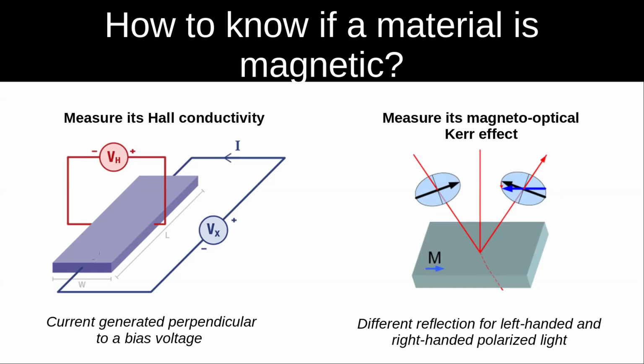So if the Hall conductivity is non-zero or the magneto-optical Kerr effect is non-zero, then we know that time reversal symmetry is spontaneously broken.